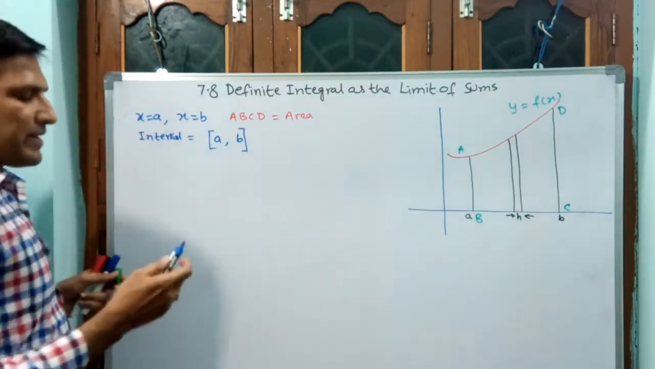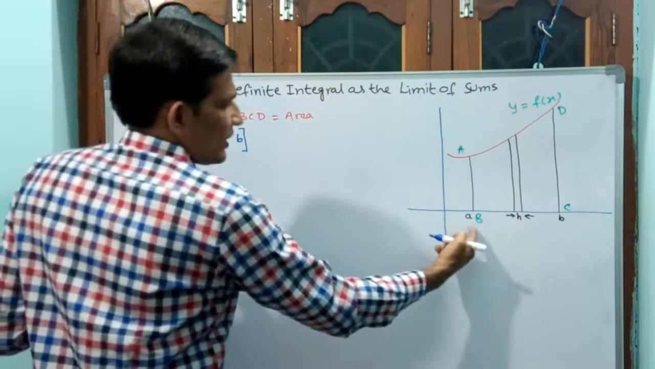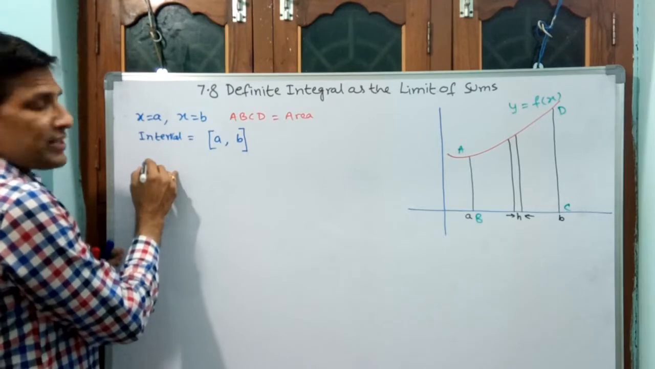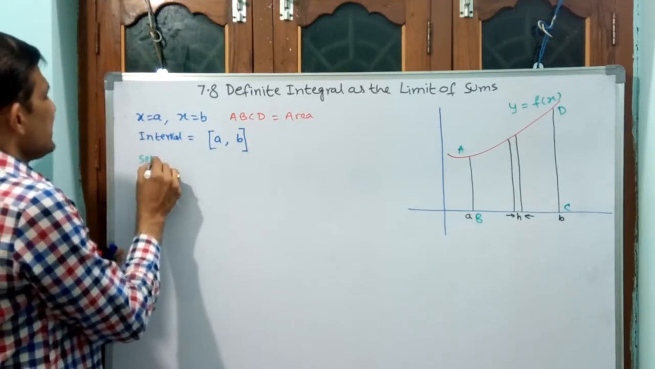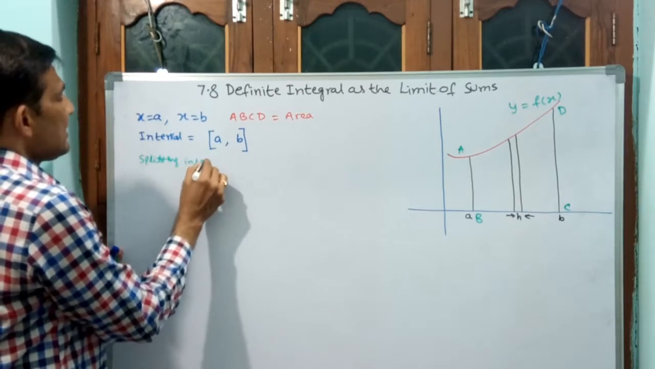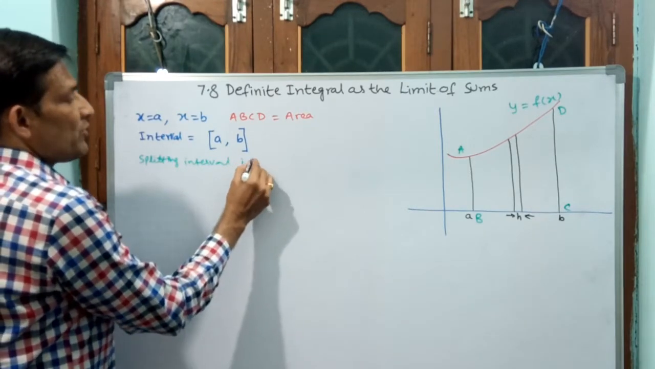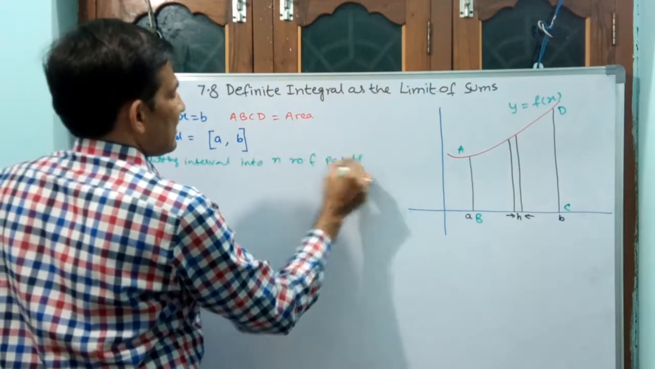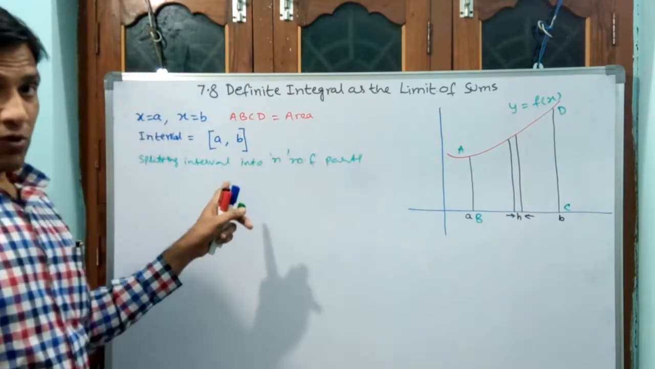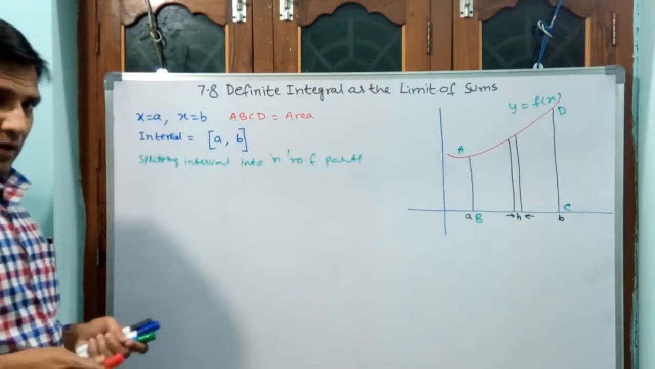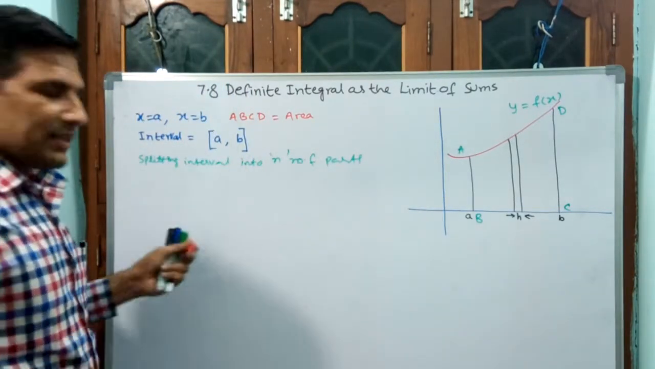Okay, splitting in different parts. You see what I am writing? This is each interval splitting into n number of parts. You have to observe carefully here. N number of parts I am splitting this. What you can say? Area under the curve.